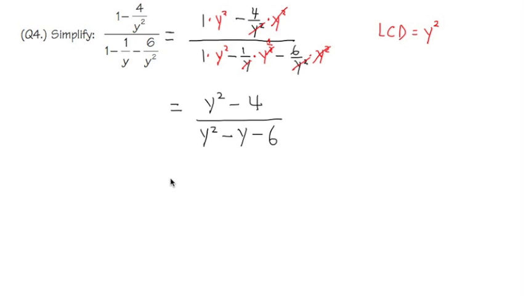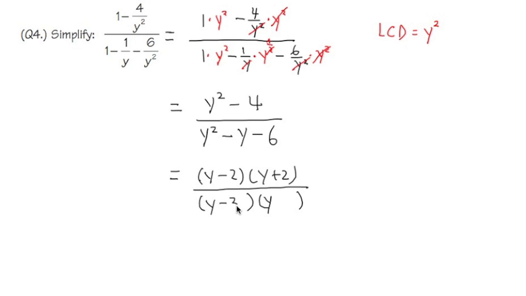Now we are going to try to factor whatever we can on the top and on the bottom. On the top, y squared minus 4, that's a difference of squares, and we can factor that as y minus 2 times y plus 2. Over, on the denominator, I can factor this as, let's see, I need to have y and y together in order to get y squared, and to get negative 6, I can use negative 3 and positive 2. And notice that negative 3 plus 2 is equal to negative 1. So the bottom will be factored as y minus 3 times y plus 2, like that.